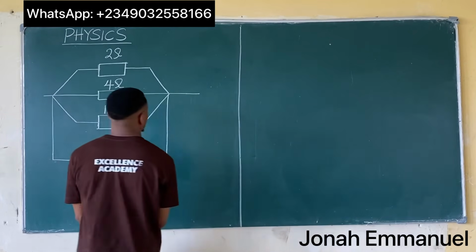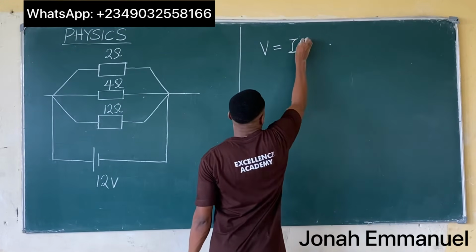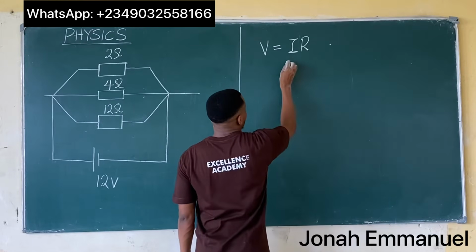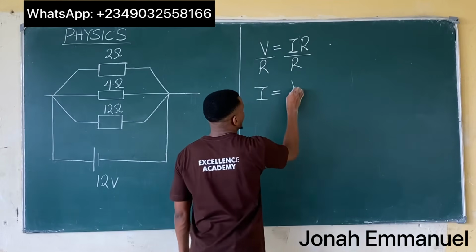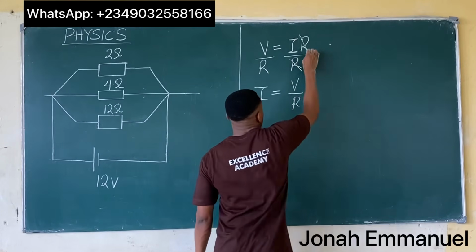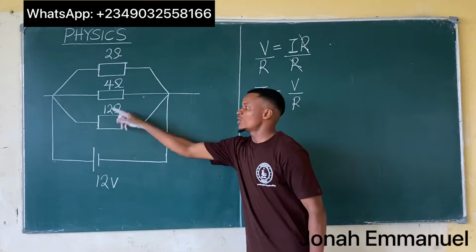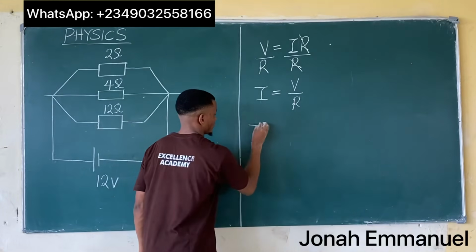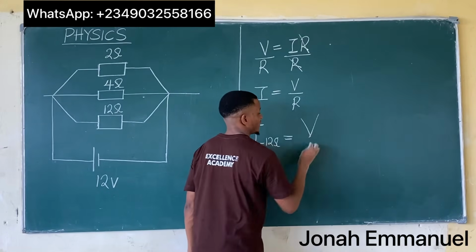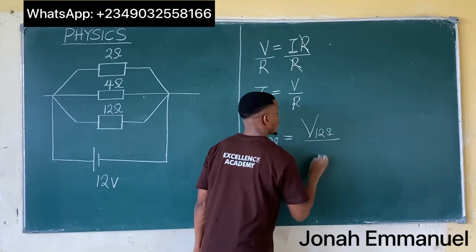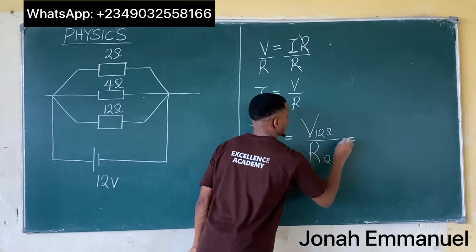So hence, from Ohm's law, if you have that V is equal to IR, and we divide by R to get I, we have I is equal to V over R. This cancels it. So I is V over R. If you are asked to find the current flowing through the 12 ohm resistor, I will say the current flowing through the 12 ohm resistor is equal to the potential difference across the 12 ohm resistor all over the resistance of the 12 ohm resistor. It's this simple.